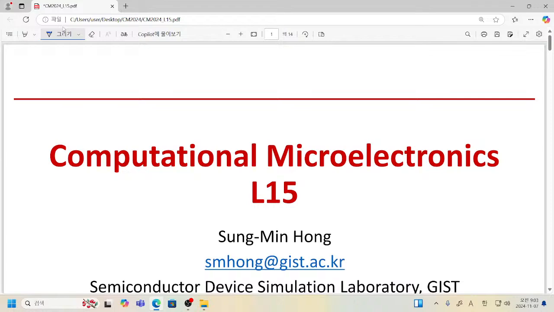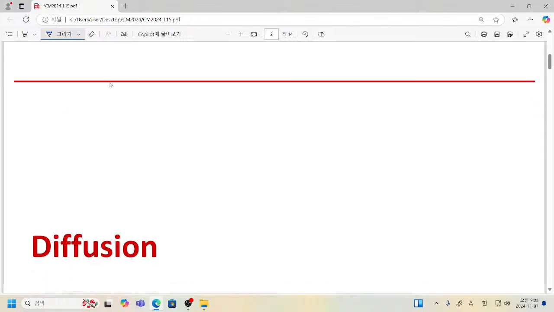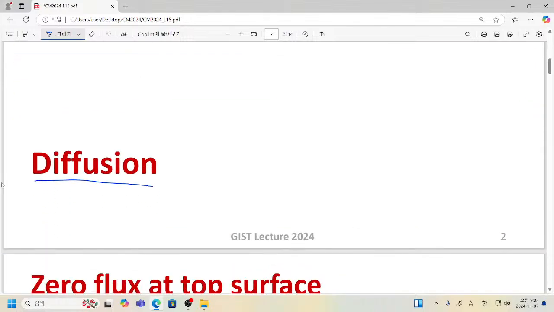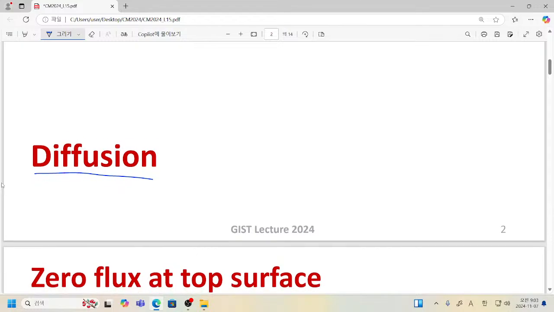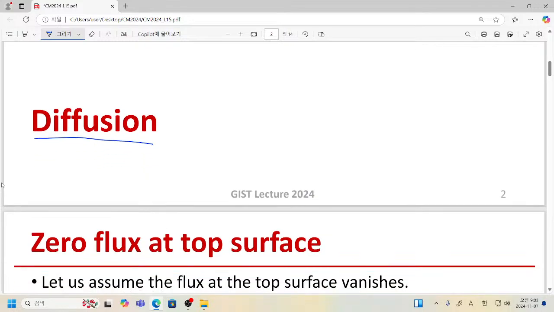Welcome to computational microelectronics lecture 15. Currently we are working on diffusion simulation. You have already done the diffusion simulation of a simple case. Today we will talk about some additional stuff, including the electric field effect. I think that is the main topic of today's lecture.